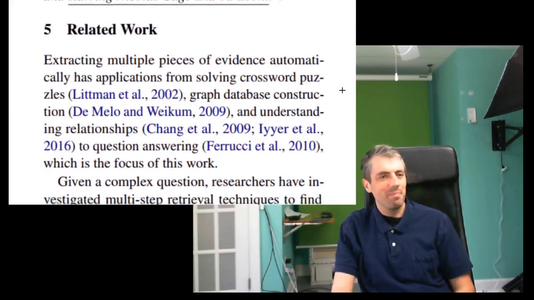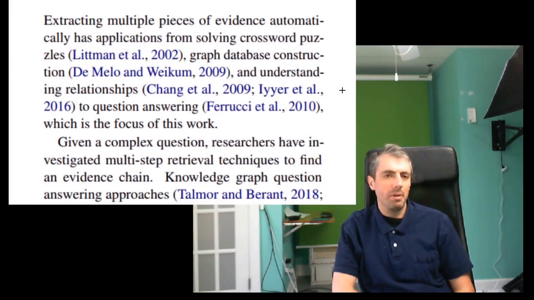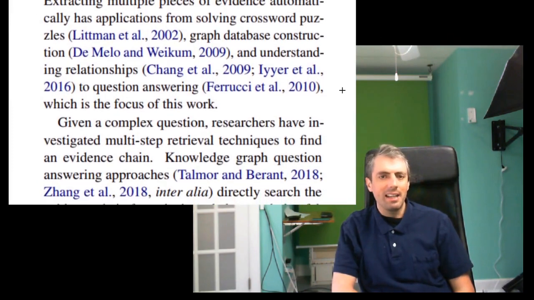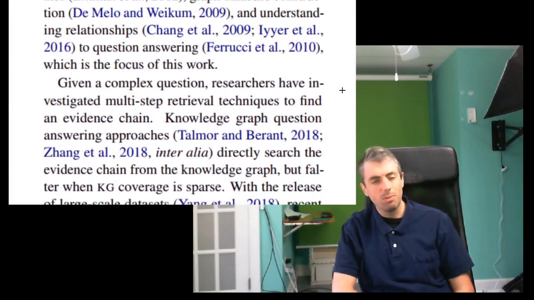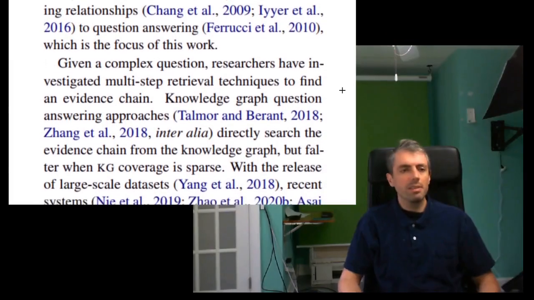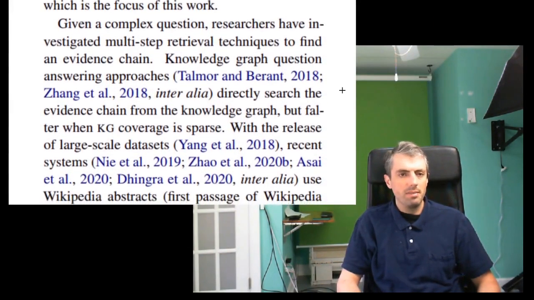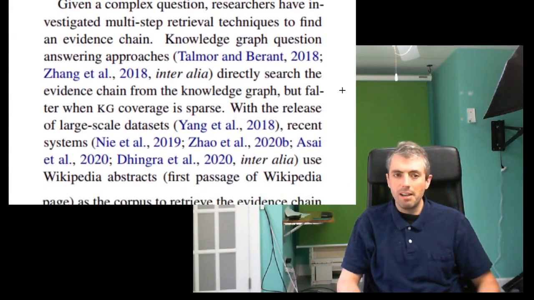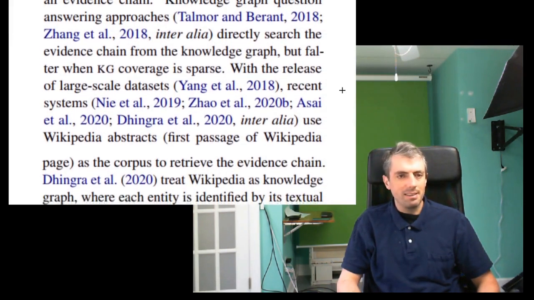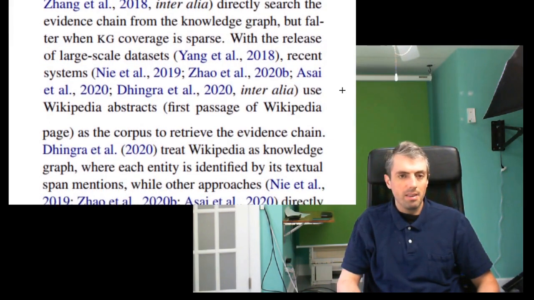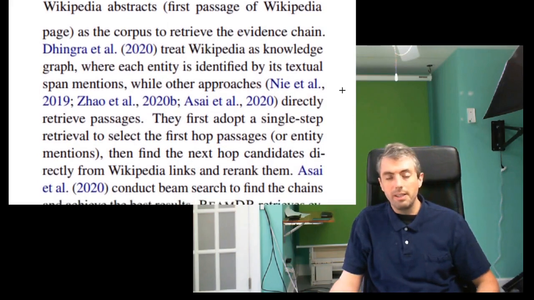Section 5, Related Work. Extracting multiple pieces of evidence automatically has implications from solving crossword puzzles, graph database construction, and understanding relationships to question answering, which is the focus of this work. Given a complex question, researchers have investigated multi-step retrieval techniques to find an evidence chain. Knowledge graph question answering approaches directly search the evidence chain from the knowledge graph, but falter when KG coverage is sparse. With the release of large-scale data sets, recent systems use Wikipedia abstracts, the first paragraph of a Wikipedia page, as the corpus to retrieve the evidence chain.